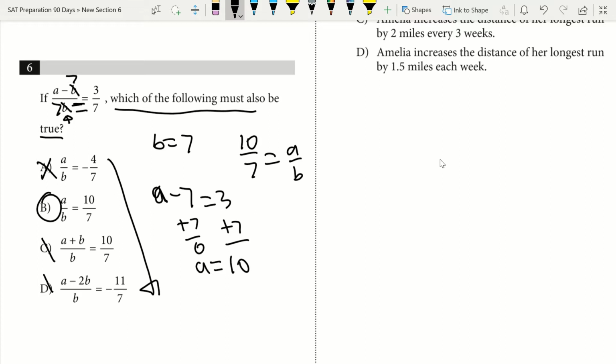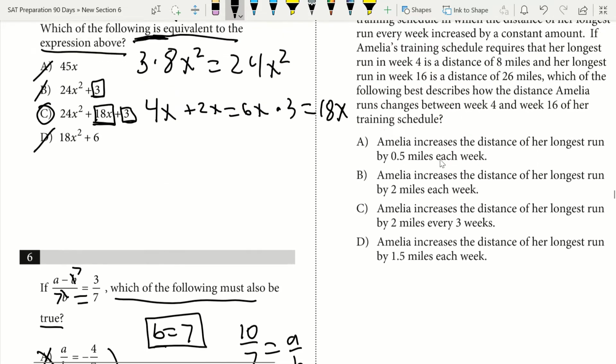So the big tip there is that if we see that one variable is already set equal to a constant, in this case b was set equal to 7 already, I'm going to go ahead and call that variable what that number is. So I'm going to label b as 7, and I'm going to plug that 7 in to find my answer faster. So that's the tip there that should go in your notebook.